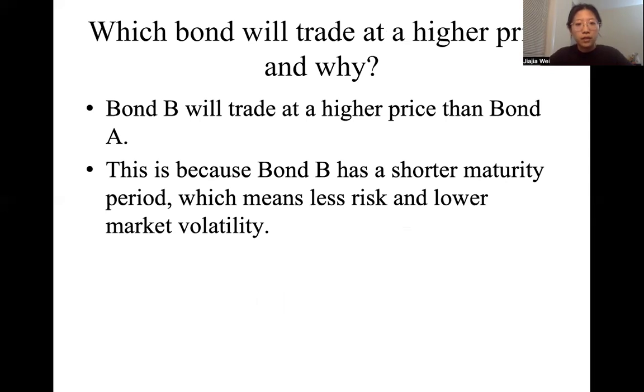Although both have the same credit rate, coupon rate, and par value, bond B will trade at a higher price than bond A. The reason is simple. Bond B has a shorter maturity period, which means less risk. Investors prefer bonds with shorter maturities because the chance of market changes or unforeseen events affecting them is smaller. This lower risk makes bond B more attractive, so its price is higher.